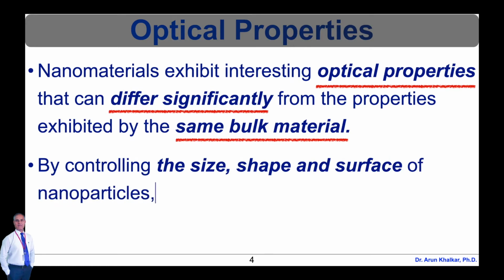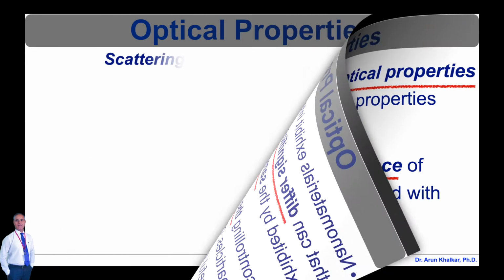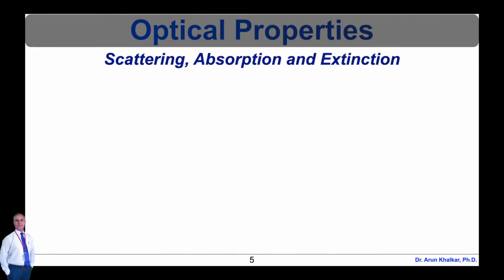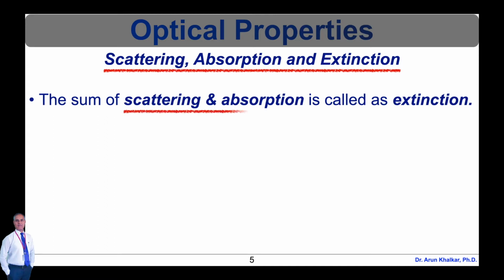An optical response in a nanomaterial can be created through several different mechanisms depending on the nanomaterial size, composition, and arrangement, and each method may provide certain benefits depending on the target applications. In optical properties of nanomaterials, let's see scattering, absorption, and extinction. When light is incident on a nanoparticle, it can be scattered or absorbed. The sum of scattering and absorption is referred to as extinction.